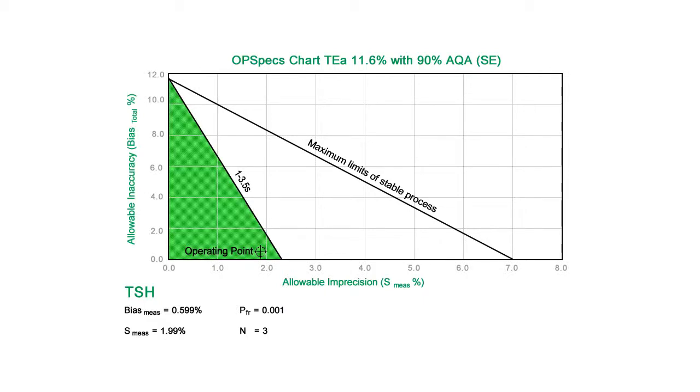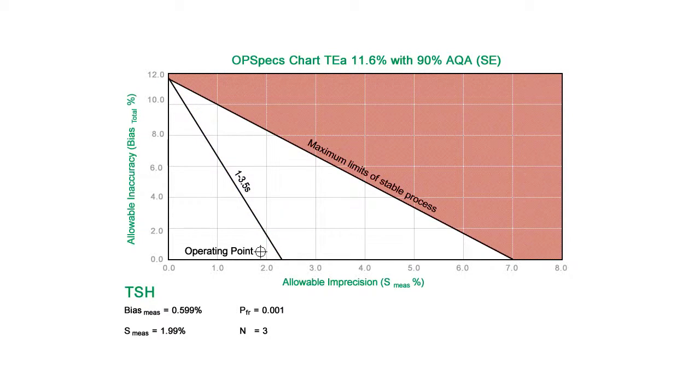According to Dr. Westgard, we're on solid ground when both lines are above the operating point. However, we're in shallow water when the operating point falls between the two lines. When the operating point has exceeded the rules line, you should consider different rule combinations and try to improve your test method performance. Lastly, you are in deep water if the operating point exceeds the maximum limits of stable process. Again, you should consider different rule combinations and try to improve your test method performance.